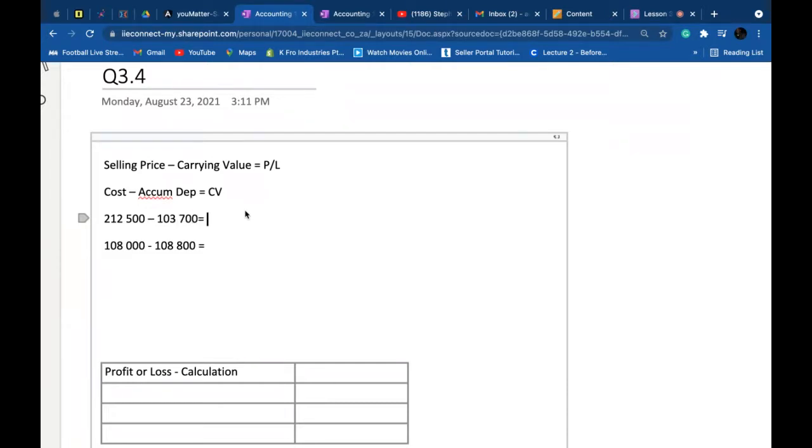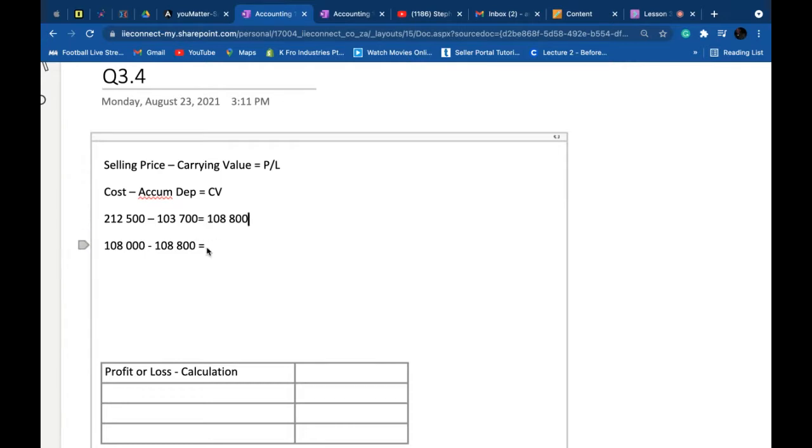This is going to give you the 108,800. At this stage, they could have just given you the cost price and the dates on which this asset was bought, and you should have been able to calculate the accumulated depreciation year by year, then calculate the carrying value, and then determine whether we made a profit or a loss.